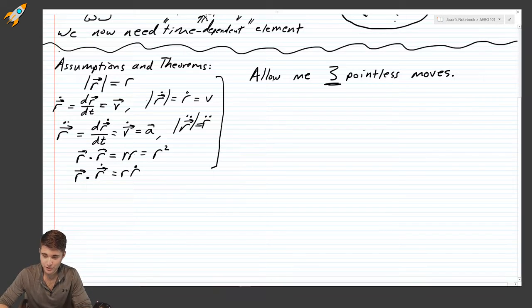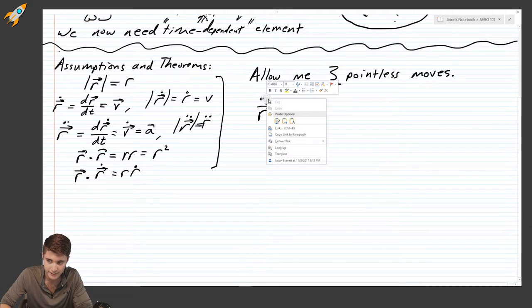Alright, so we're going to start with good old gravity, right? So let's go like this. R vector double dot. So the acceleration any body will feel if that body is in a two-body system. Okay, you can stop now.